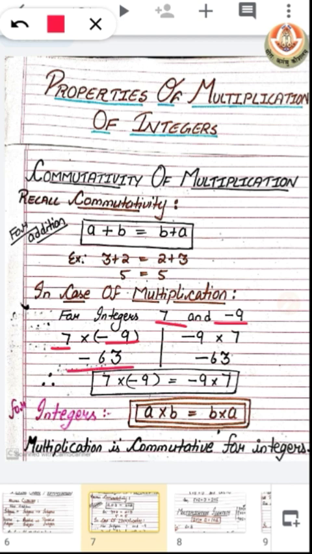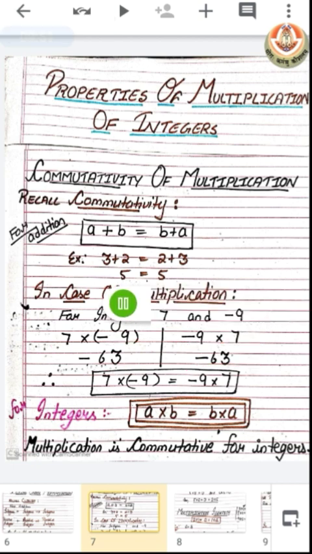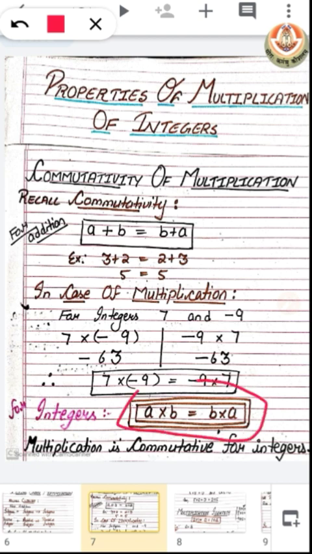We get minus 63. Now let's check with their replaced values. Okay, so when we multiply minus 9 with 7, we get minus 63 as the answer. So in both cases, the answer is the same. That means we can say that multiplication is commutative for integers. That means whether we multiply a by b or b by a, we get the same answer.